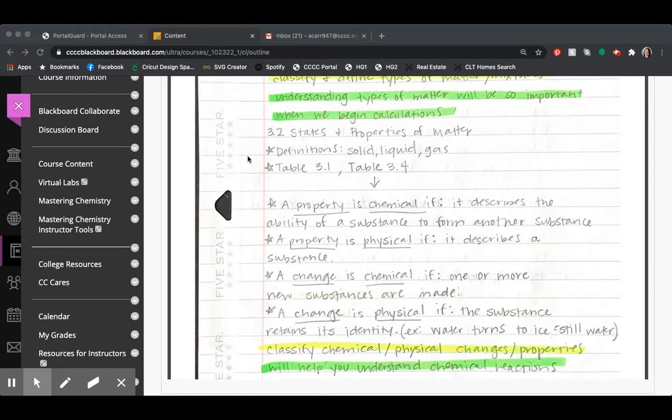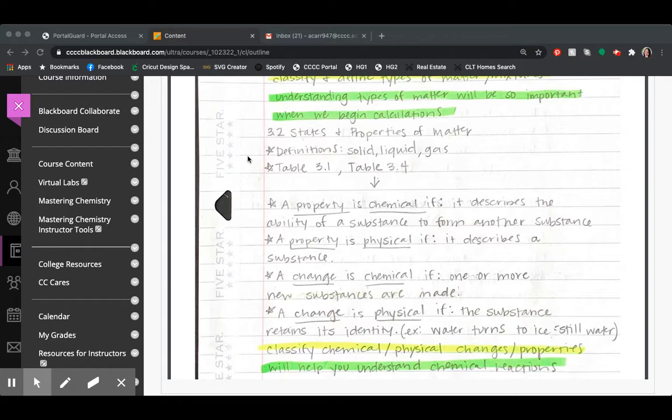And then the properties of matter, I kind of feel like the way it's written in the book is a little bit confusing, so I just tried to reword it to maybe help. So I want to go over that. A property is chemical if it describes the ability of a substance to form another substance. It's physical if it describes the substance.